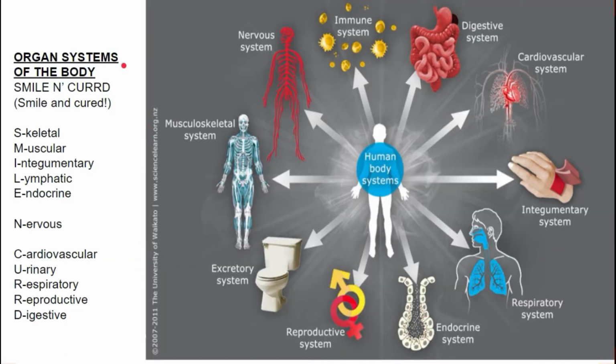So again, here are the organ systems of the body. We have 11. You can memorize them as SMILE and CURD or CURED. Okay. So S, skeletal, M, muscular, I, integumentary, L for lymphatic, E, endocrine, letter N for the nervous, yung CURD or CURED, cardiovascular, urinary, respiratory, reproductive, and the digestive system. Again, these are the 11 major organ systems of the body.